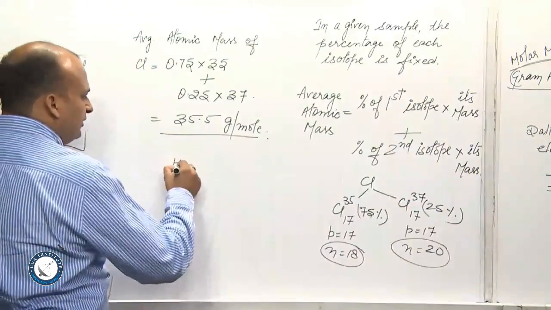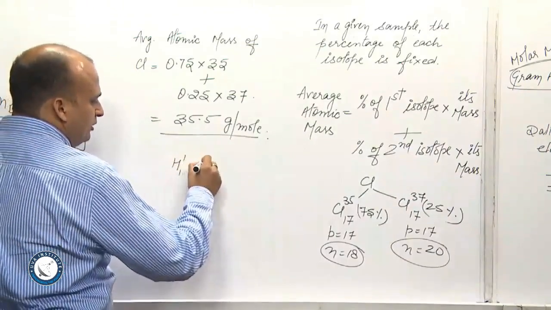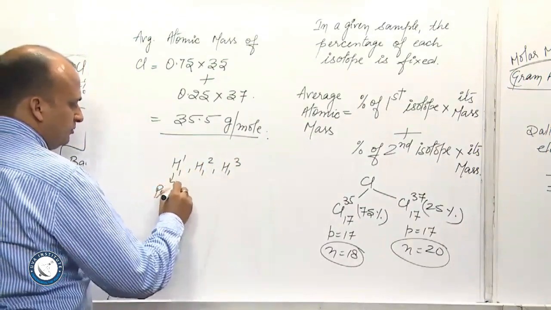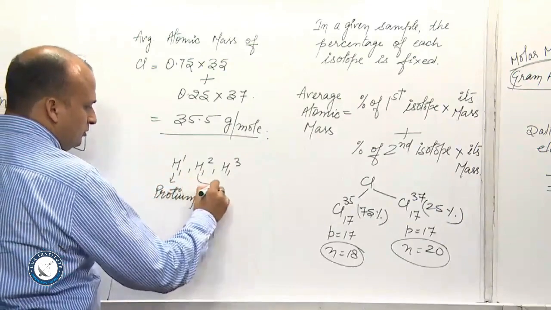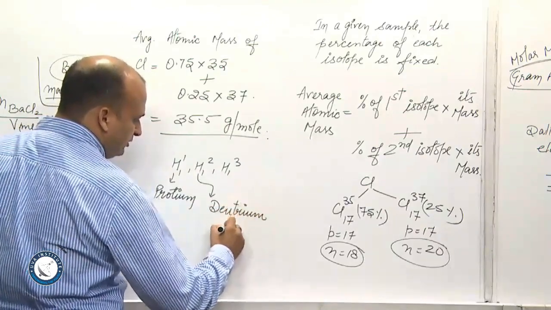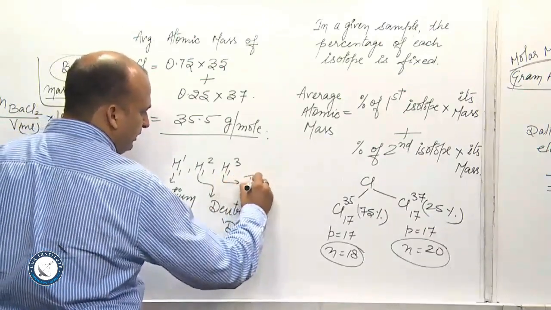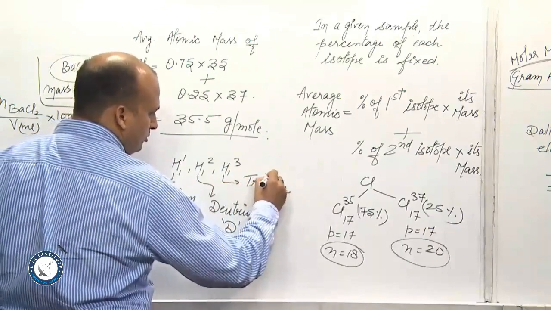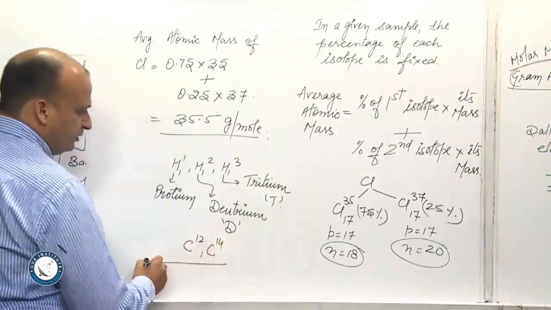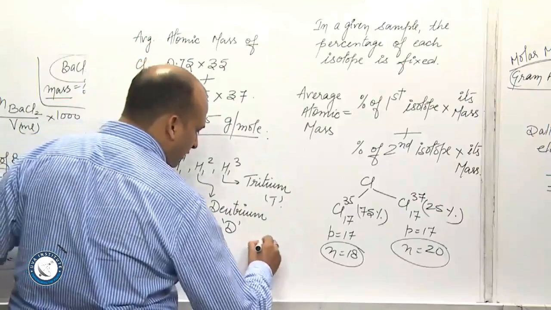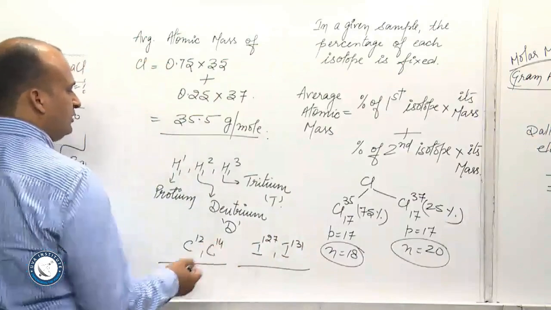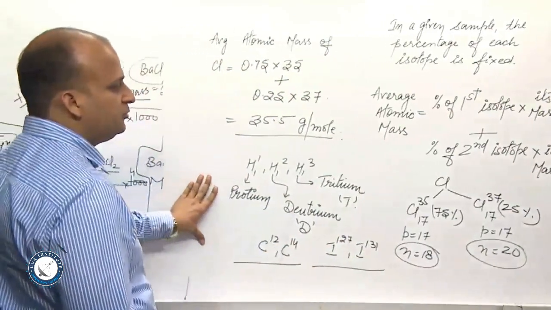Now similarly we have got H-1, H-2, H-3. This is termed as protium. This is termed as deuterium, represented by D also, and this is tritium, represented as T also. You got C-12, C-14. You got iodine-127, iodine-131. Okay, these are a few other examples of isotopes.